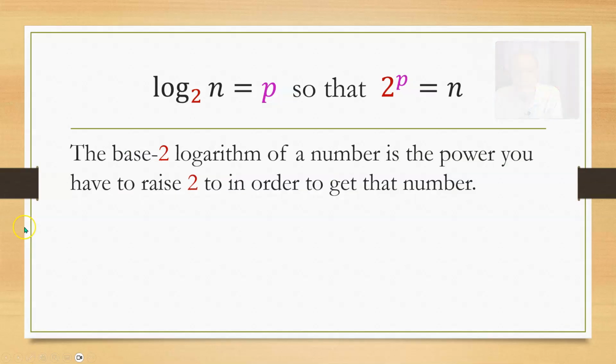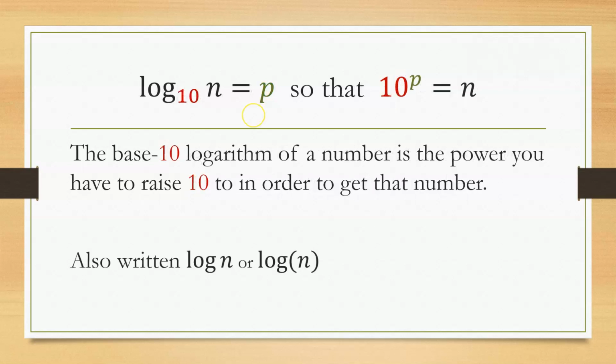So, officially, here's how the notation works. The base 2 logarithm of a number is the power that you have to raise 2 to in order to get that number. The base 3 logarithm of a number is just the power you have to raise 3 to in order to get that number. The base 10 logarithm of a number, otherwise known as the common logarithm of that number, is the power you have to raise 10 to in order to get that number.